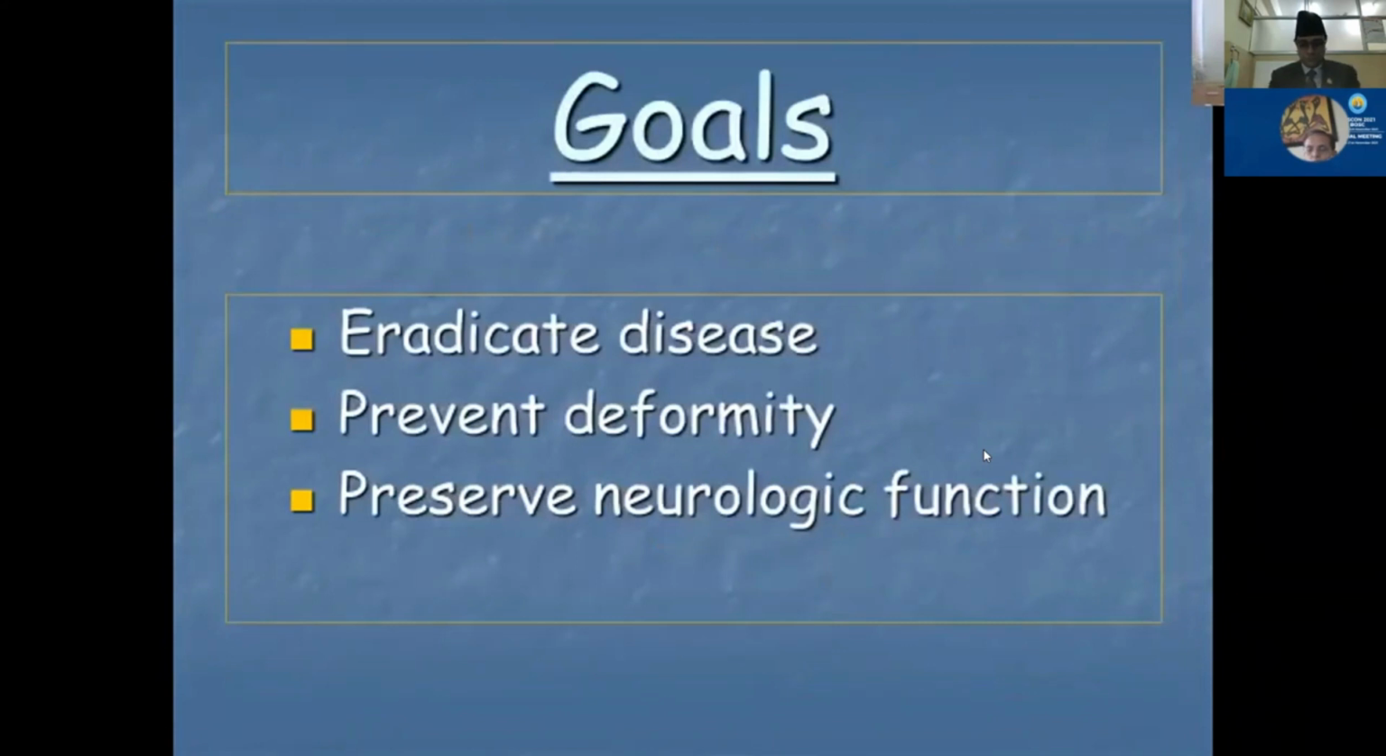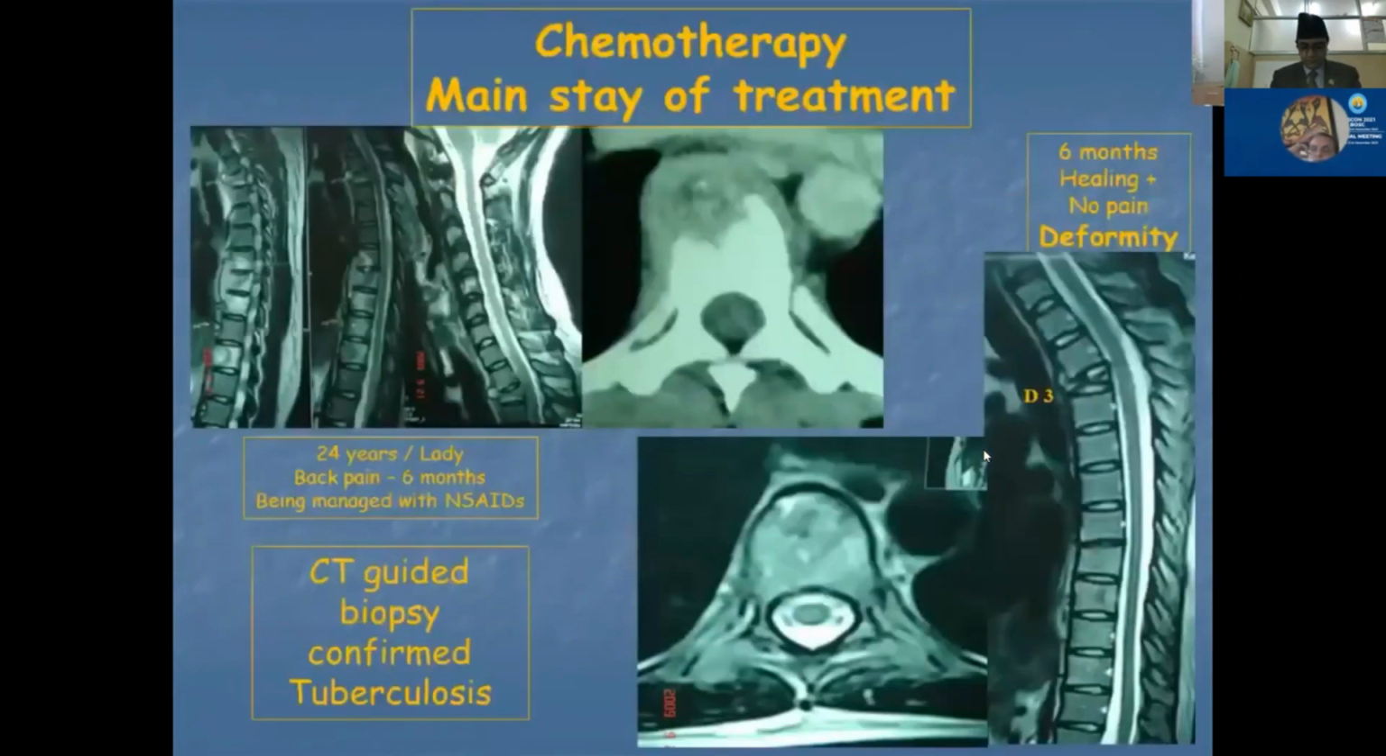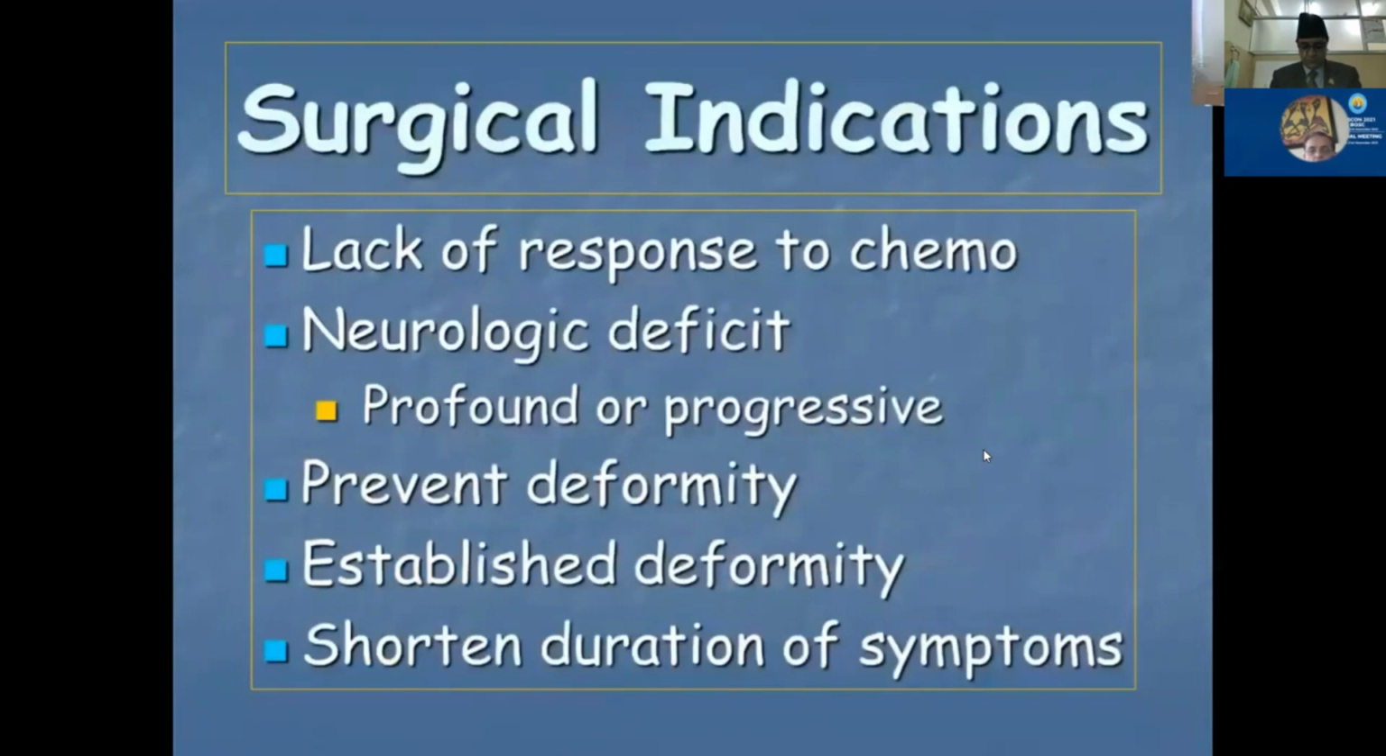The primary goals of treatment of TB spine are to eradicate the disease, to prevent the deformity, and to restore and preserve the neurological function. We all know that chemotherapy is the mainstay of treatment. It does help to eradicate the disease, but it definitely does not help to prevent the progression of deformity.